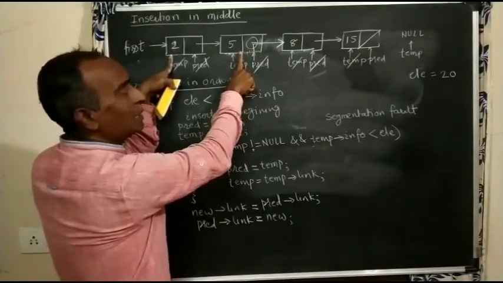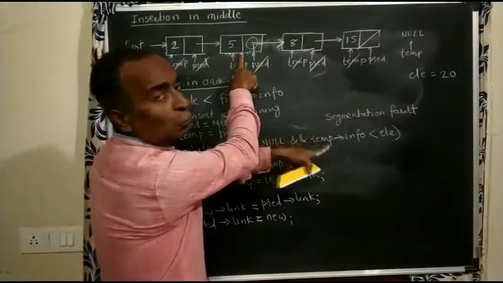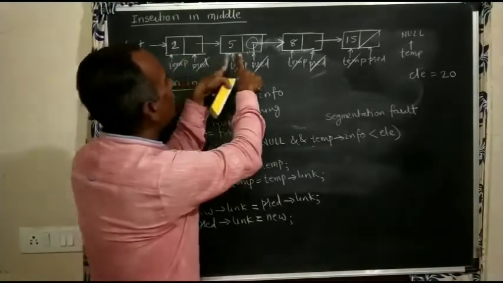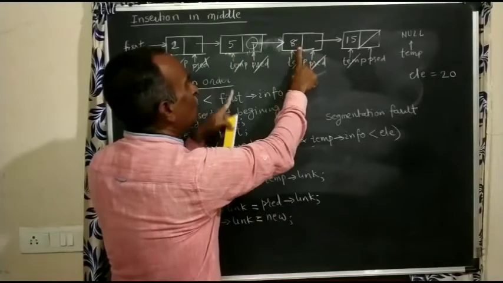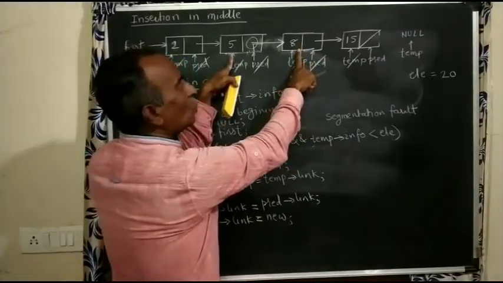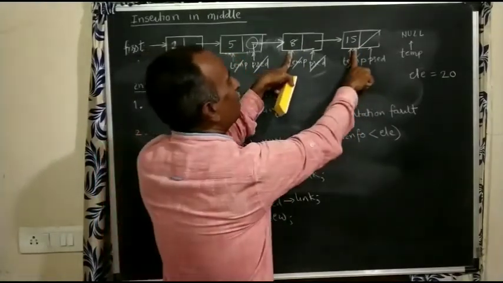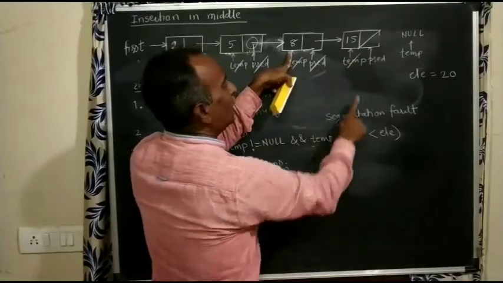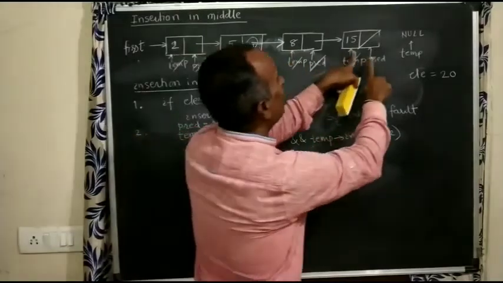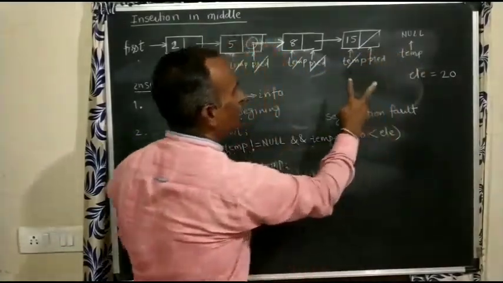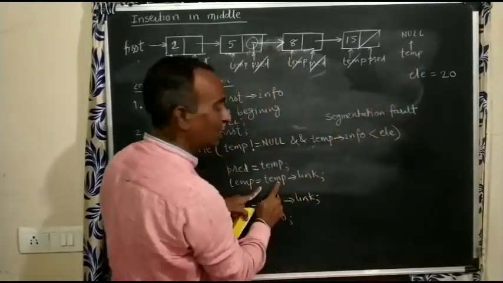Again, temp is here. Temp is not null and info field is less, both conditions are true. When both conditions are true, pred will be moved, temp will be moved. Again, temp is here. Again both conditions are true, pred will be moved, temp will be moved. Then here temp is pointing here, temp is not null. Temp's info field is less than element, yes. Then pred will be moved, temp will be moved. This scenario will be there, right? Pred will be moved, temp will be null now after this statement.